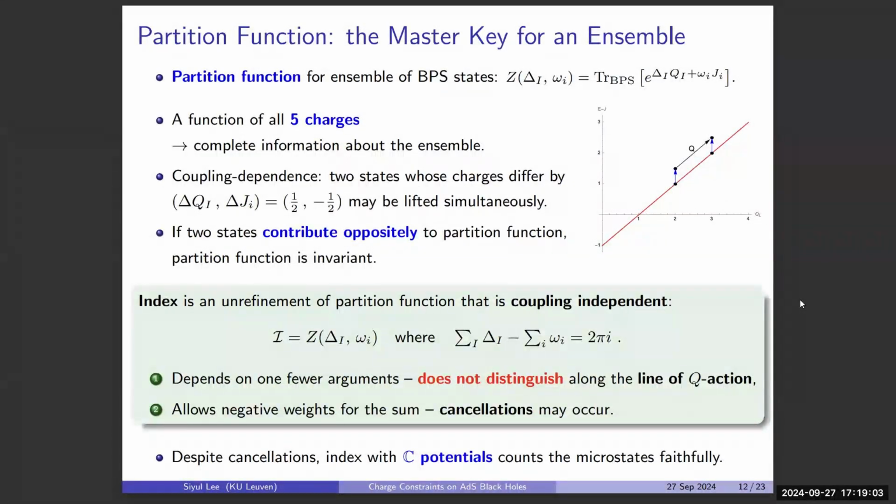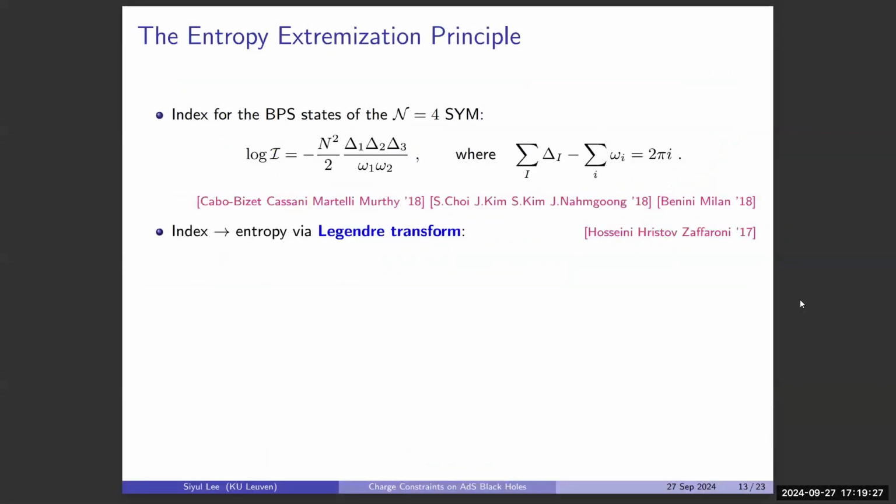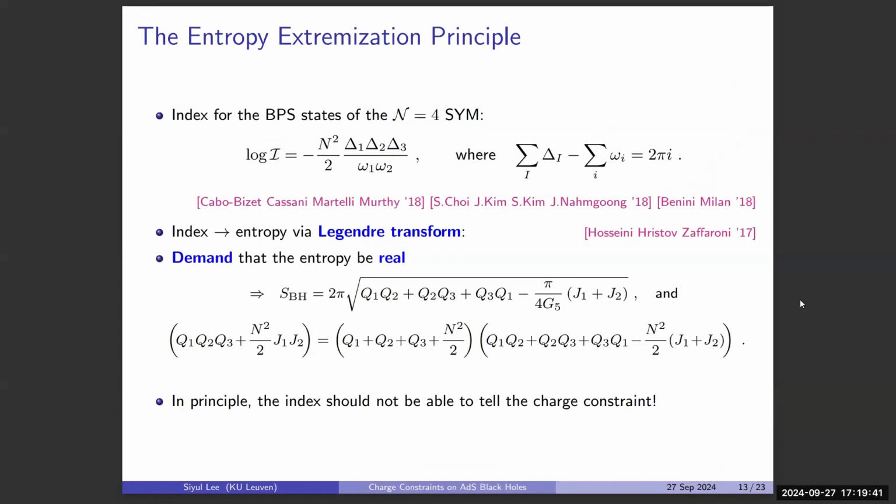So this is the definition of the partition function and the index for the AdS5 theory. There are similar two issues: the index does not distinguish along the red line, and the cancellation may also occur. However, despite the cancellation, by tuning the complex chemical potentials to have complex values, the index can count the microstates faithfully. And this was a major breakthrough in 2018: starting with this partition function that can be derived from the field theory side, you can just perform a Legendre transformation to get a complex answer for the entropy.